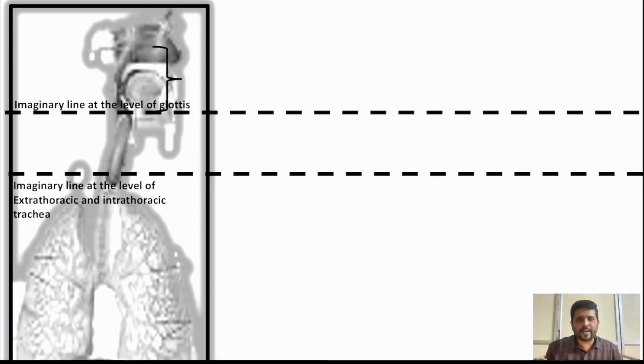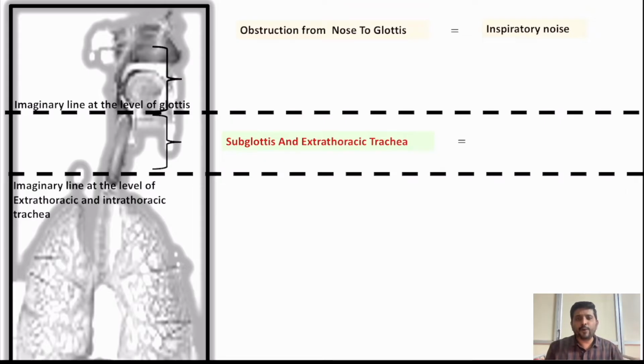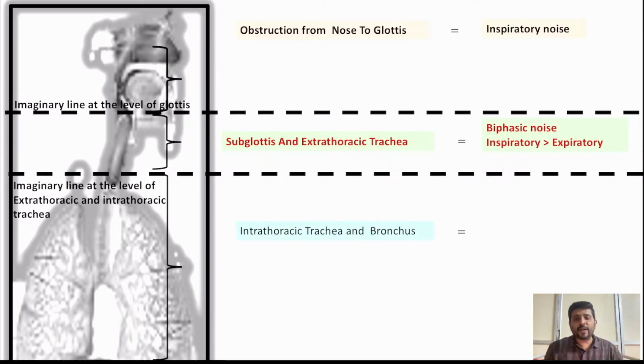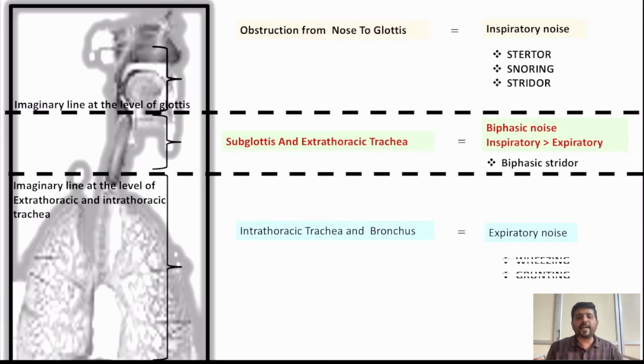Let us presume any lesion causing obstruction above the level of the glottis, involving the nose, nasopharynx, oropharynx, supraglottic region, often produces inspiratory noise, whereas any lesion involving the subglottic region and extrathoracic trachea produces biphasic noise, more of inspiratory and a little bit of expiratory noise. Any lesion causing obstruction involving the intrathoracic trachea, bronchi, and alveoli usually produces an expiratory noise. So, what are all these noises? Inspiratory noises are stutter, snoring, and stridor; the biphasic noise is biphasic stridor; and expiratory noises are wheezing and grunting.